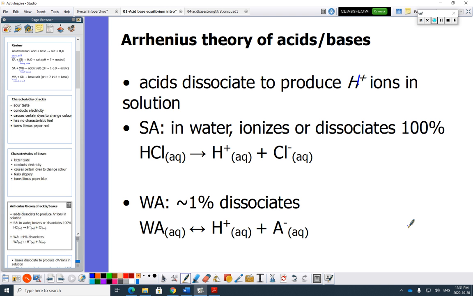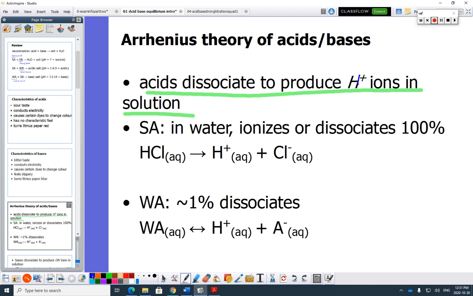So he said that acids dissociate to produce hydrogen ions in solution. That is true of every single acid. So an acid is an acid because it produces hydrogen ions. So any solution that produces hydrogen ions can technically be considered an acid. So that's why we need the further distinction.